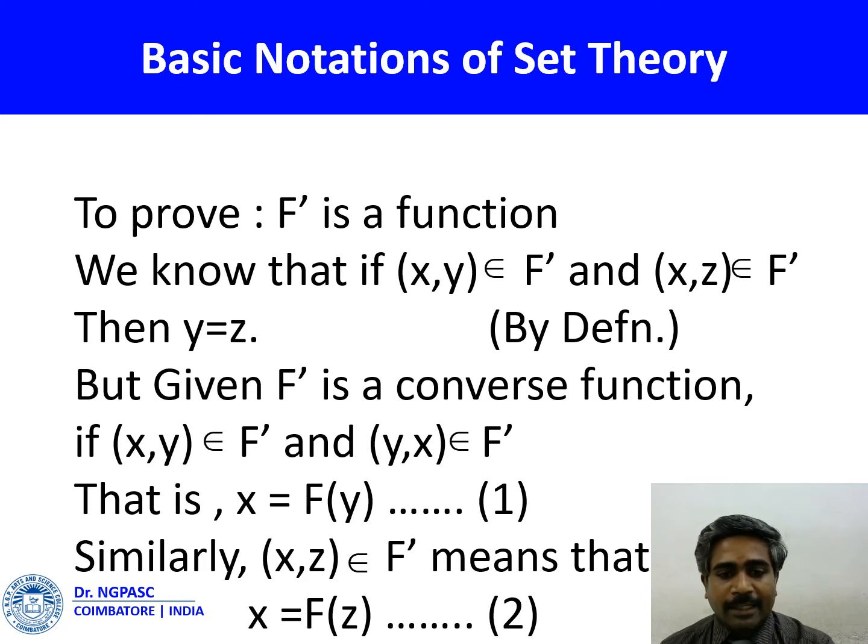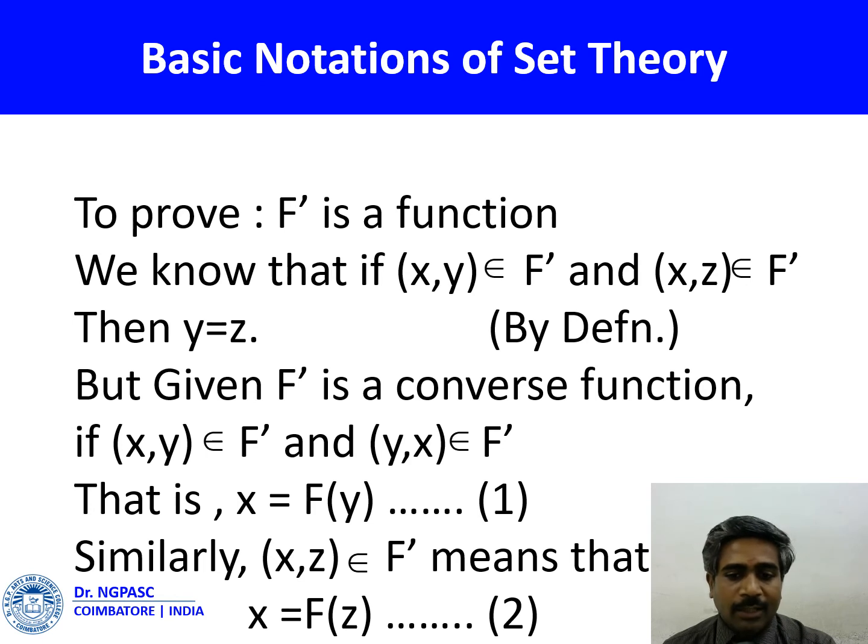But given f dash is a converse function, therefore if (x, y) belongs to f dash, then compulsorily (y, x) belongs to f. This is according to the definitions, that is x equal to f(y). It is taken as equation number 1. Next, similarly we can define (x, z) belongs to f dash, and that argument goes like that.